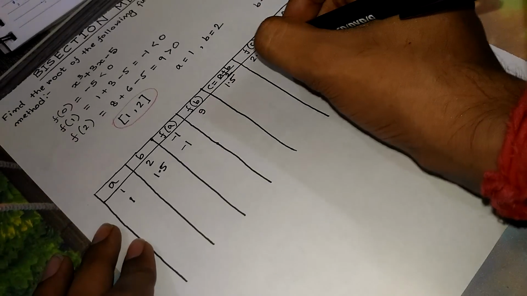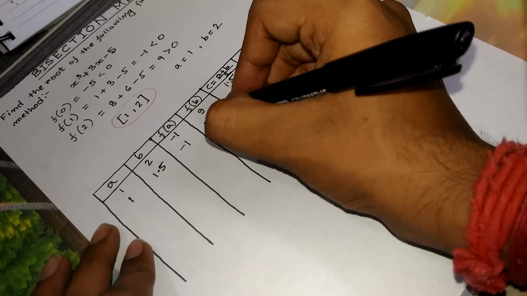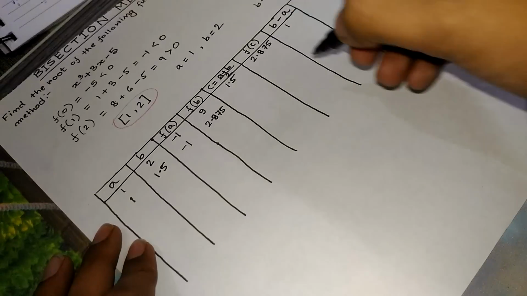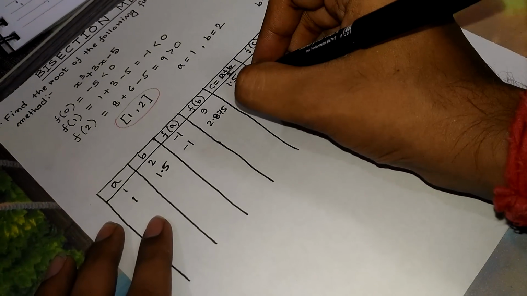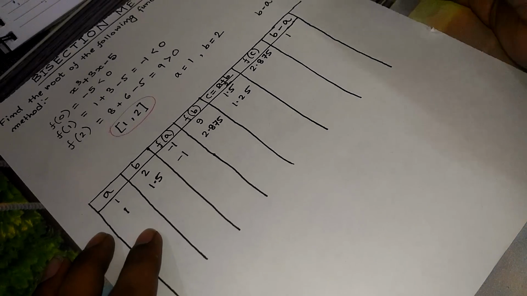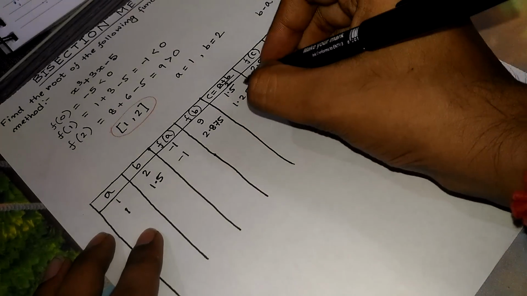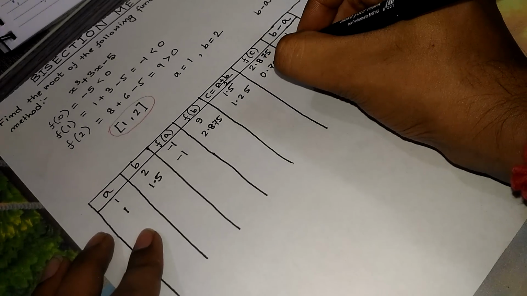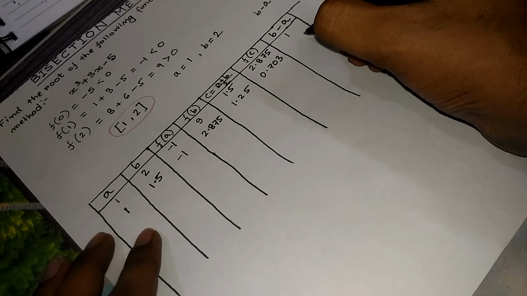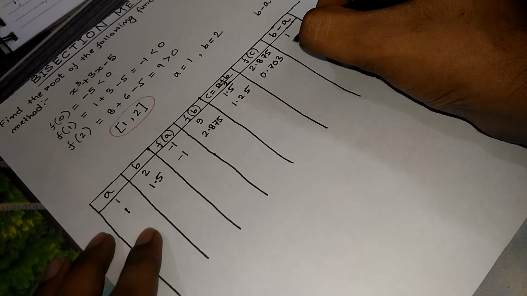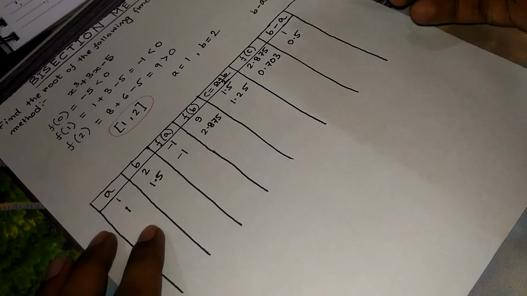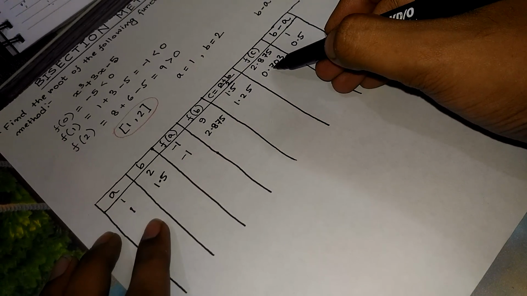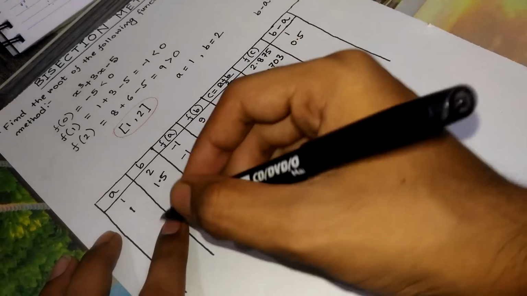The old f of c will be the new f of b, 2.875. Now c will be 1 plus 1.5 by 2, that is 1.25. F of c will be f of 1.25, that's 0.703 approximately. Now b minus a is 1.5 minus 1, that's 0.5. In the next step, since f of c is positive, the b will change.